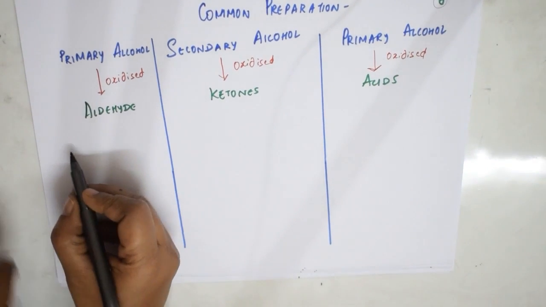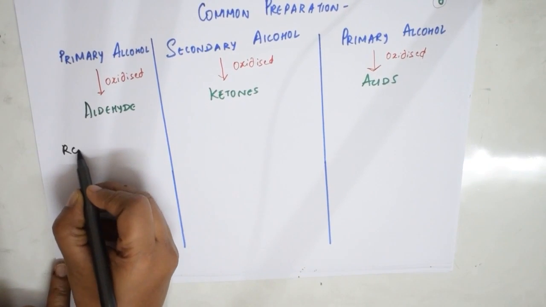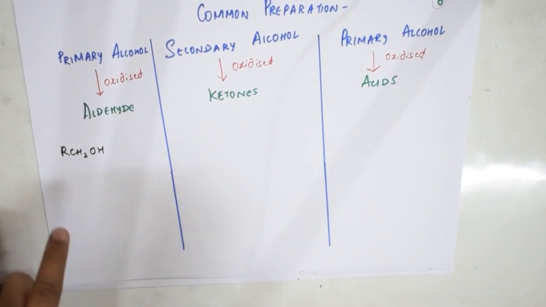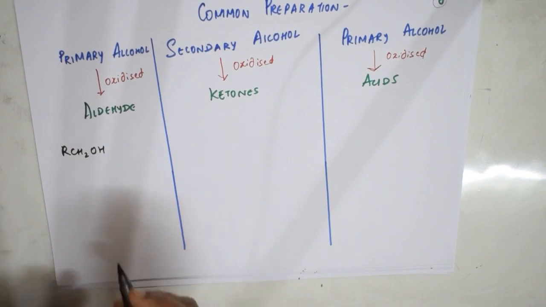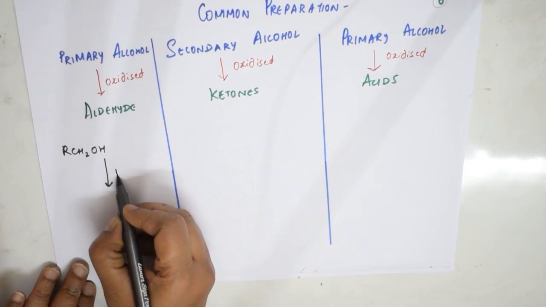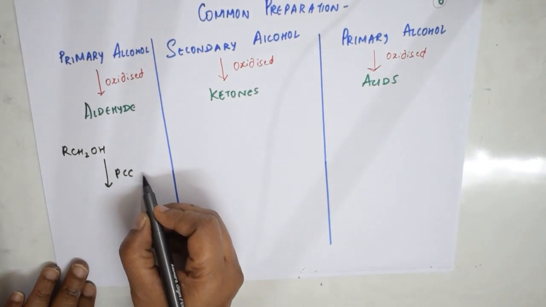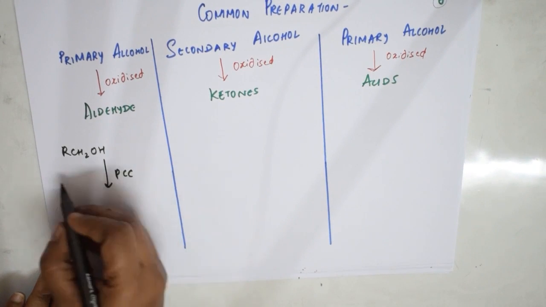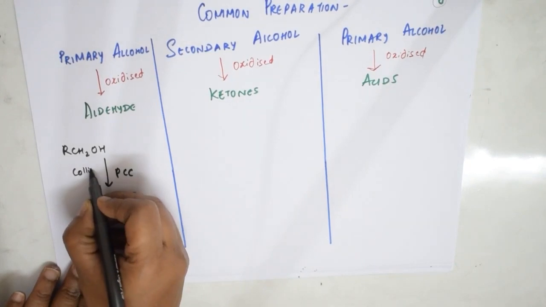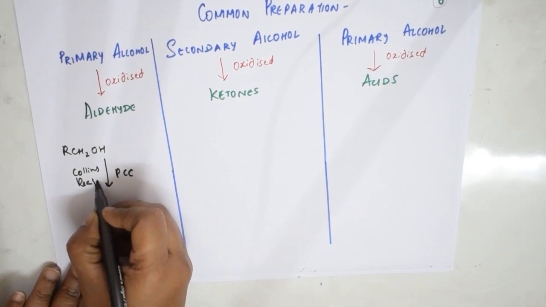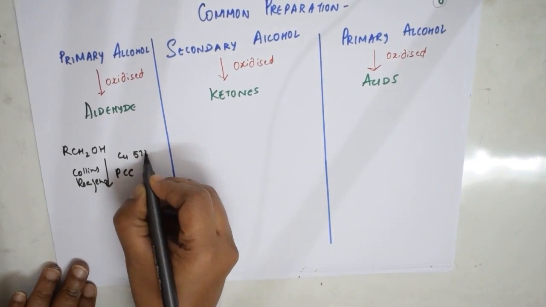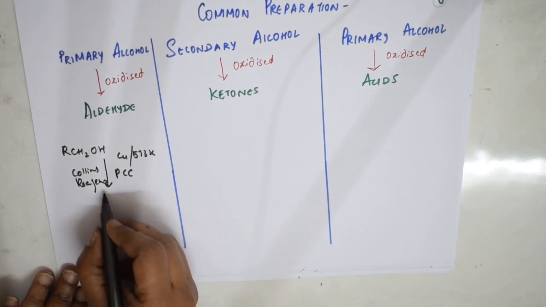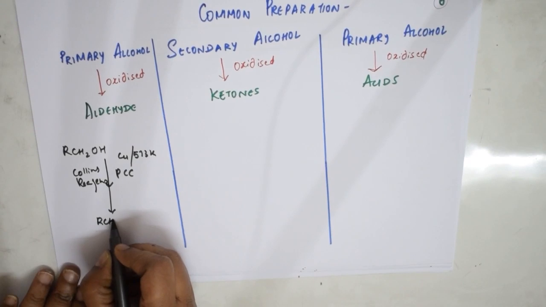Whenever you take a primary alcohol, what is a primary alcohol? There are 2 hydrogens and 1 alkyl group, right? Here I'm going to use PCC, pyridinium chlorochromate, and Collins reagent, and you can also take copper in the presence of 573 Kelvin. Then what do you get? You're going to get aldehydes, remember.